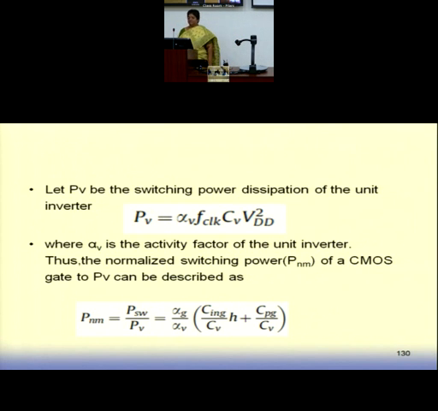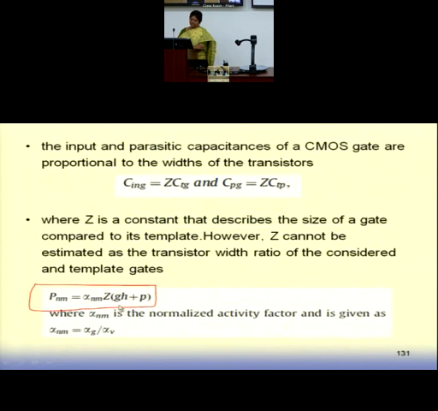When you get that, now I can write this expression. C in of the gate by C in of the unit inverter is something which we call G. Remember the expression for logical effort, the ratio of input capacitances. That's what it is. So I can describe it as G, and this can be described as P. So my equation now can be given with alpha normalized. If you put this as G and P and alpha normalized, then P normalized comes out to be alpha normalized. What is this Z?